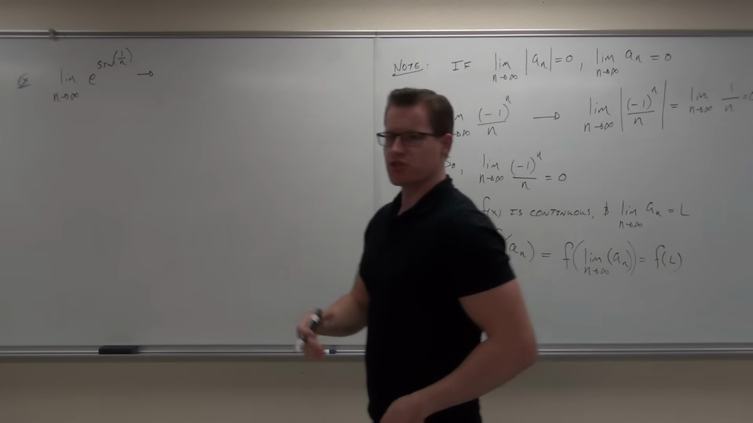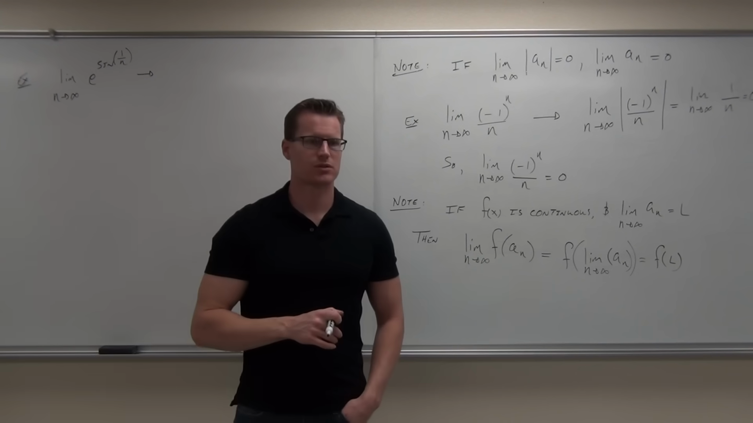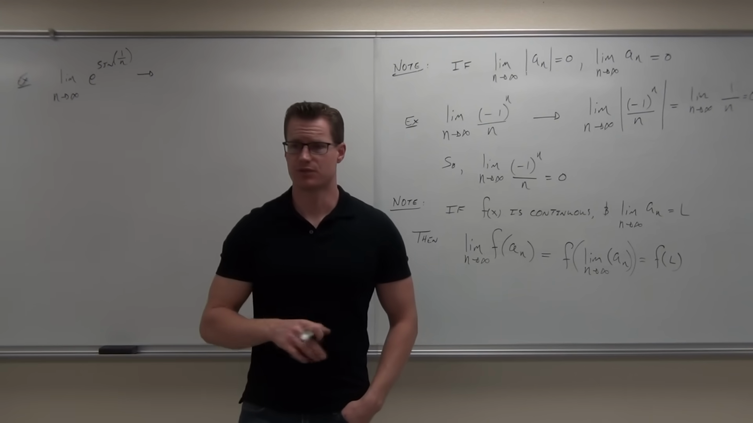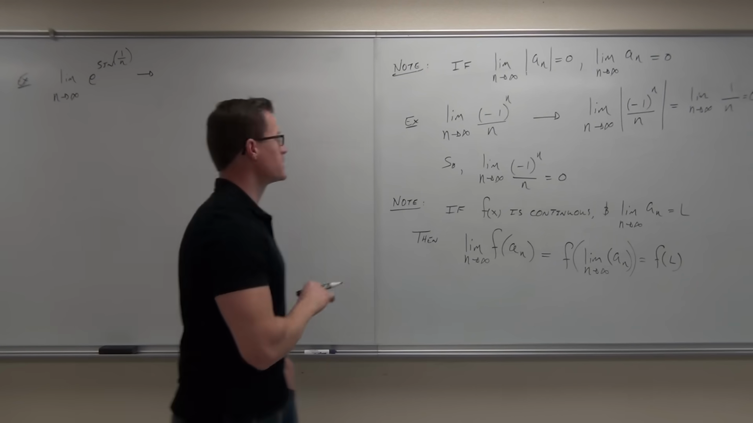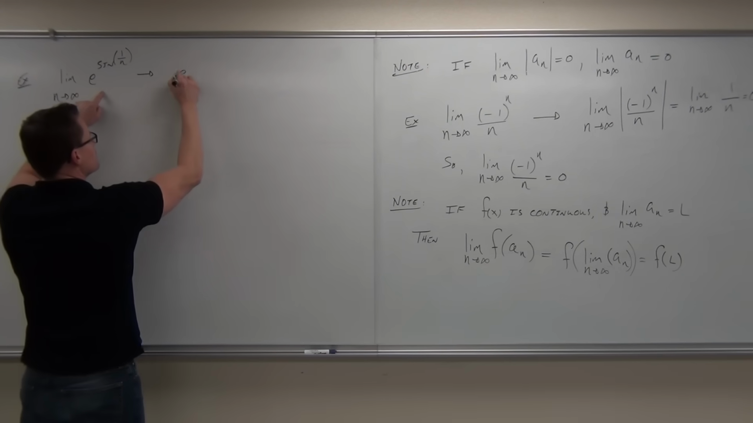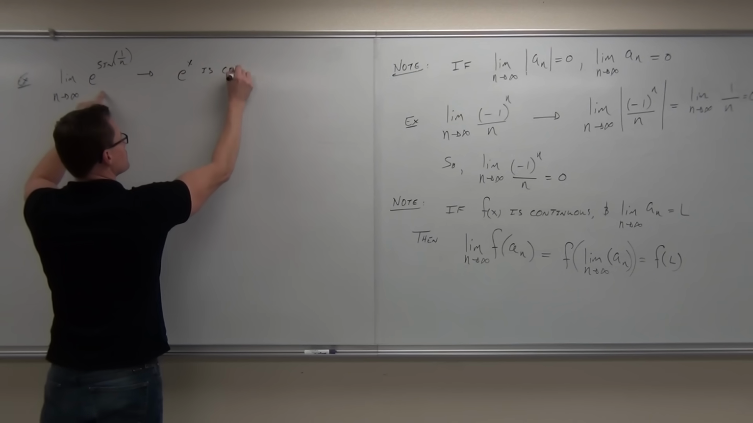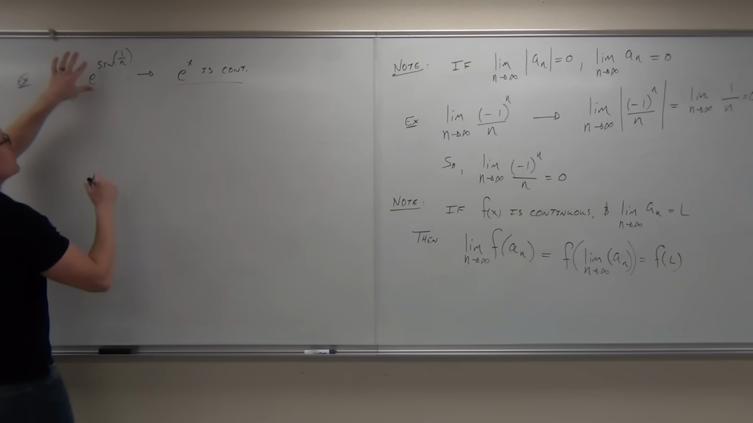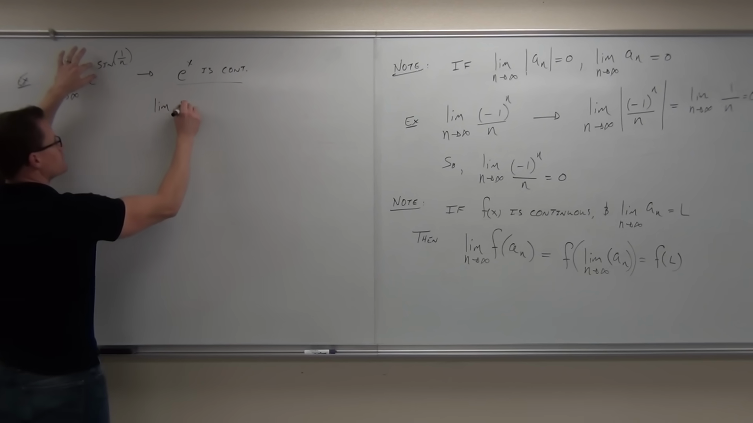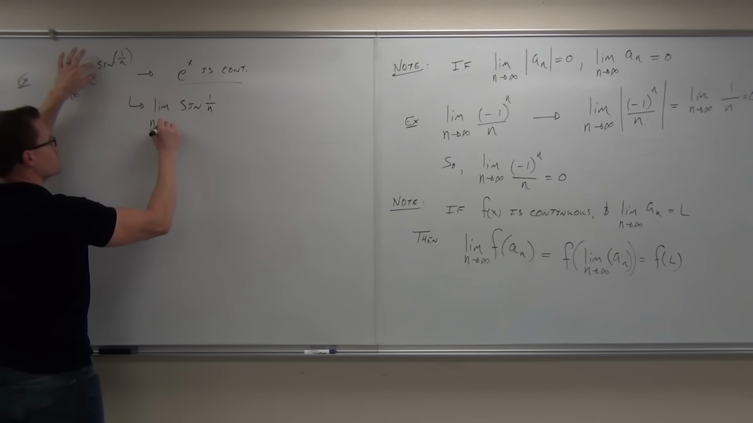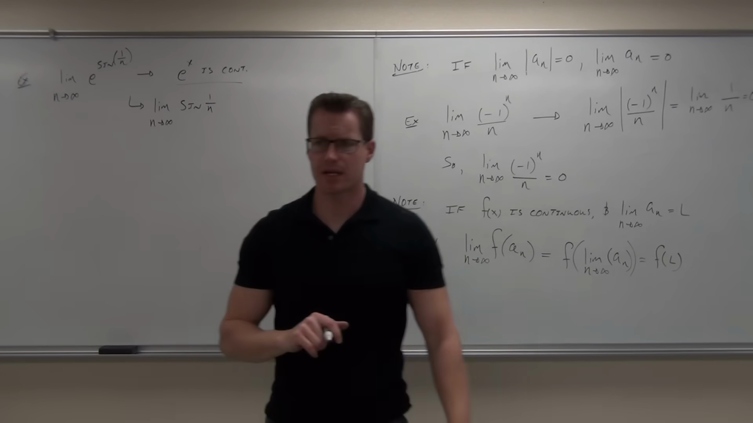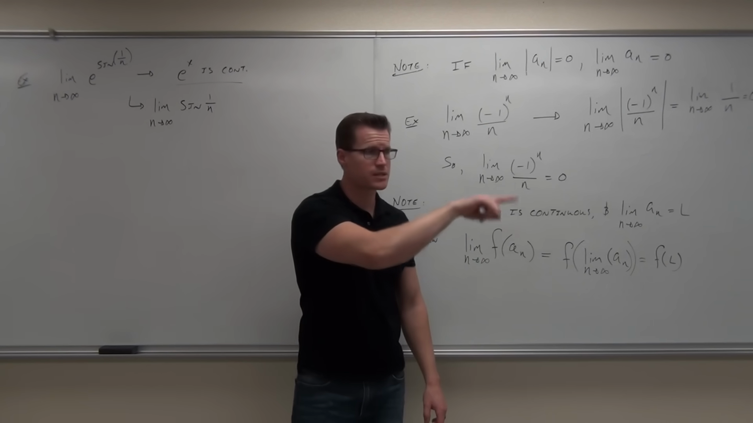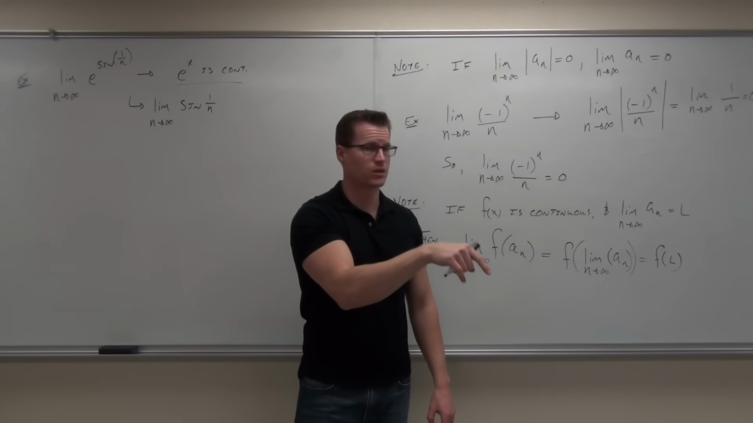True or false? The function e^x is a continuous function. True. It's always continuous, from negative infinity to infinity. Let's talk about the limit of sine of 1 over n as n approaches infinity. Please be careful and don't rush off to something silly with sine. I know that sine does this, I know it does that, okay? But look at what's going in. Look at the argument of sine.